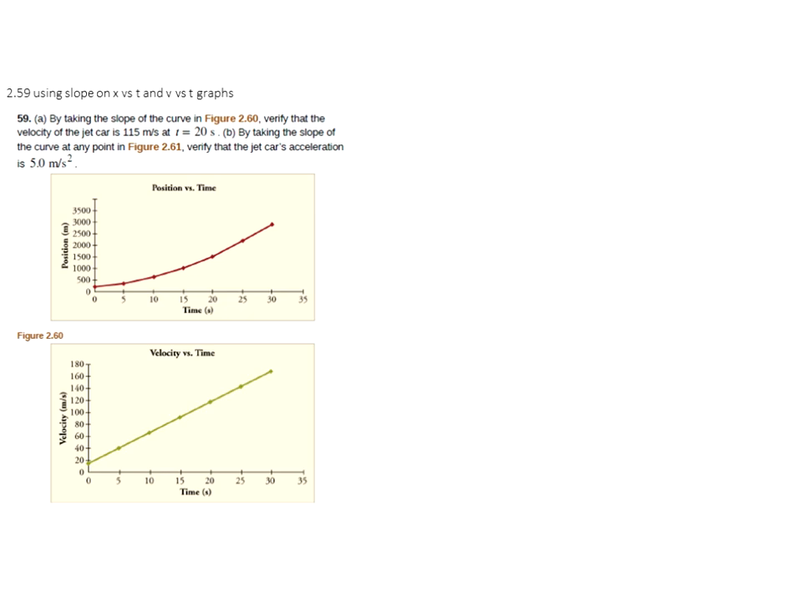So this is problem number 59. I'll underline it, that'll make it all clear. By taking the slope of the curve in this figure, verify that the velocity of the jet car is 115 meters per second at t equals 20 seconds. Well, there are a couple ways to do this.